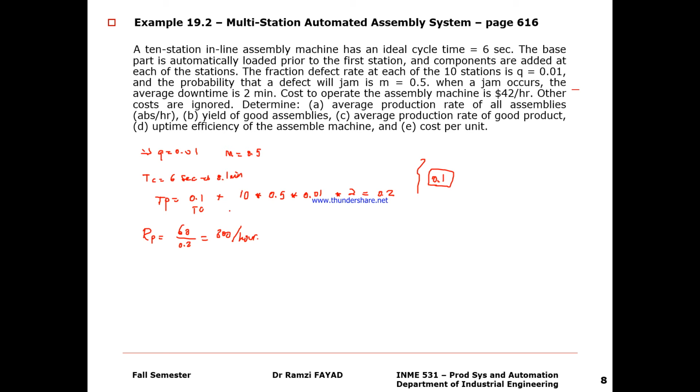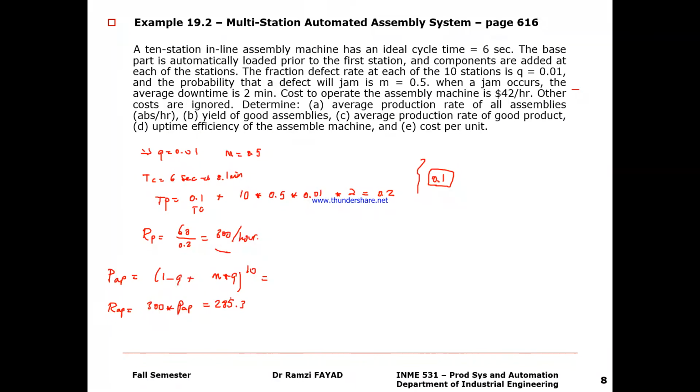Yield of good assemblies, PAP, is equal to (1 minus Q plus M times Q) to the power N, where N is the 10 stations. If a defective part jams the system, we make sure it is replaced by a good one, not a defective one. The average production rate of good assemblies is RAP equals RP times PAP, so 300 times PAP is equal to 285.3 good assemblies per hour.